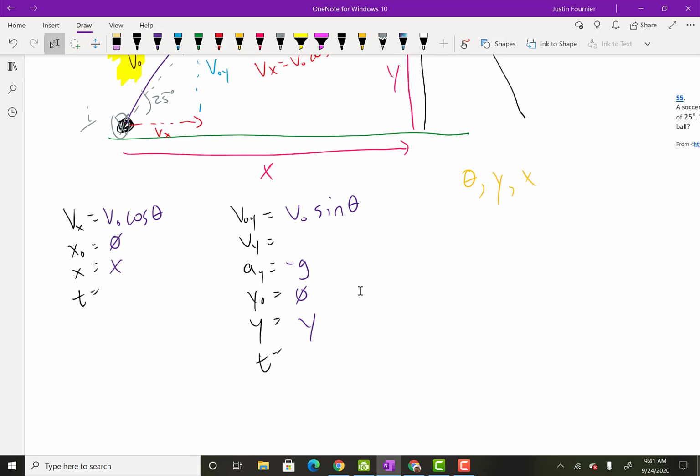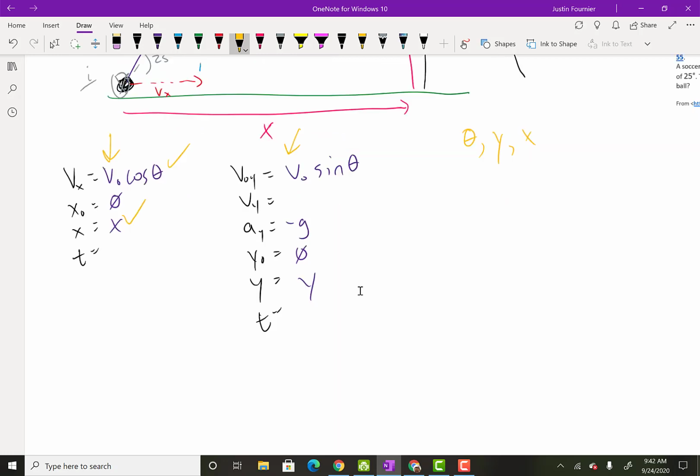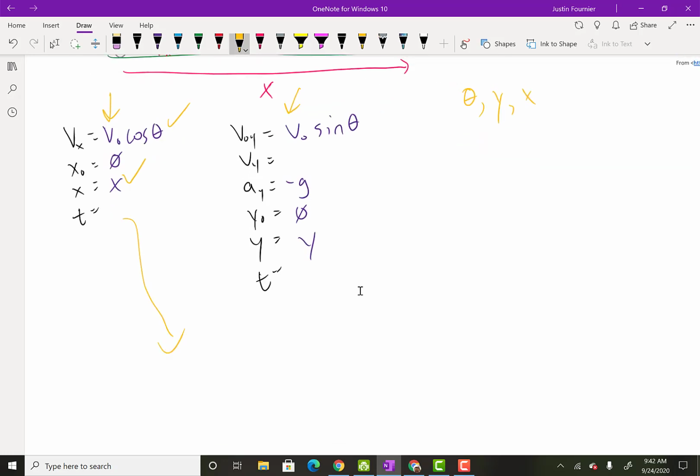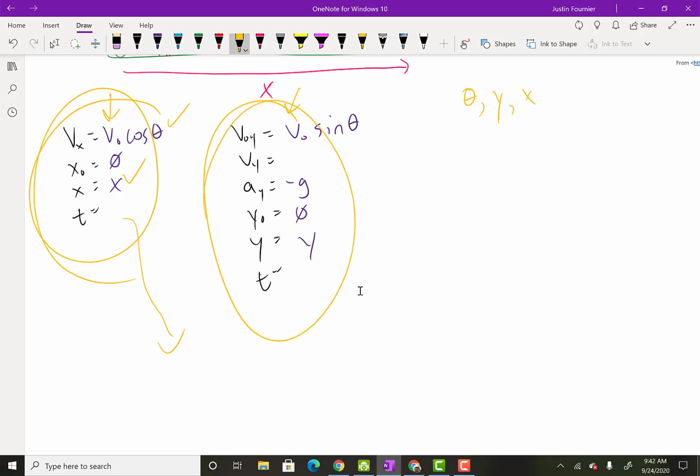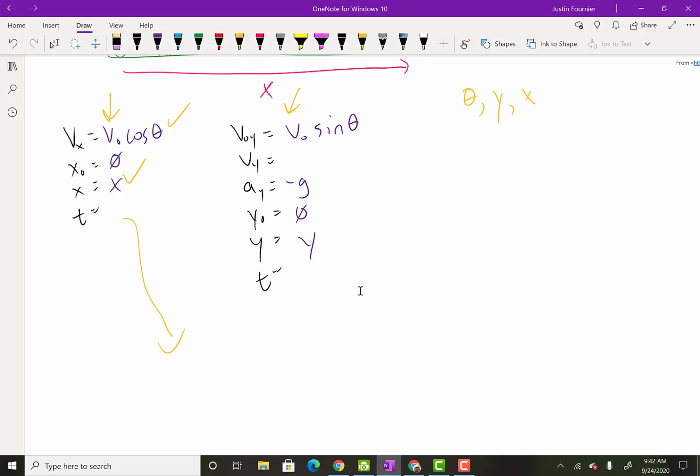Again, I want to relate these. What we're trying to find is V naught. I know theta, so I'm going to see what this will get me. Mostly we start with the y stuff because y dictates the time. But I think I'm actually going to need to get equations for both directions and then combine them in some way, because V naught is in both the horizontal and the vertical direction.